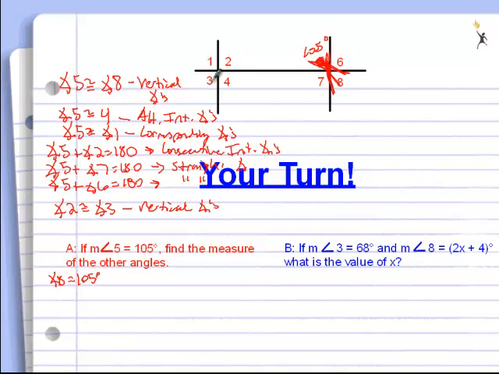I know that angle 5 and angle 4 are alternate interior angles. I just got done learning that alternate interior angles, see how they form a Z, by the way, are congruent. And if 4 and 5 are congruent, then angle 4 is also 105 degrees.